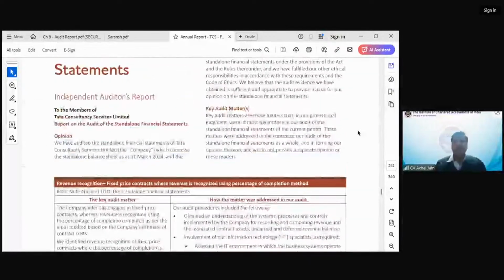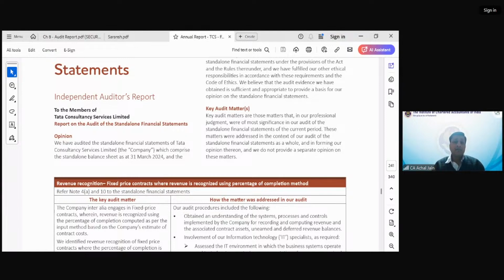Now, this is what CAM is all about. Similarly, you can refer to any other audit report, and you will find CAM. So, understood about CAM? Any questions? Any doubts around this?